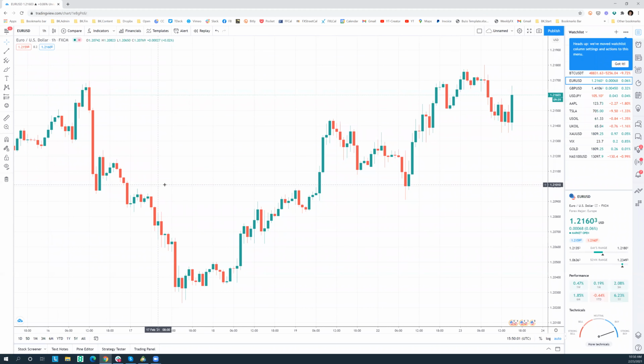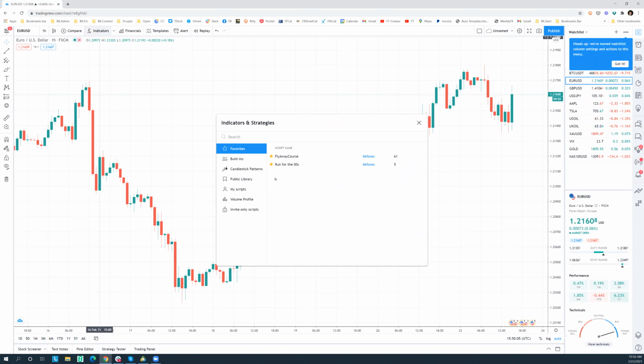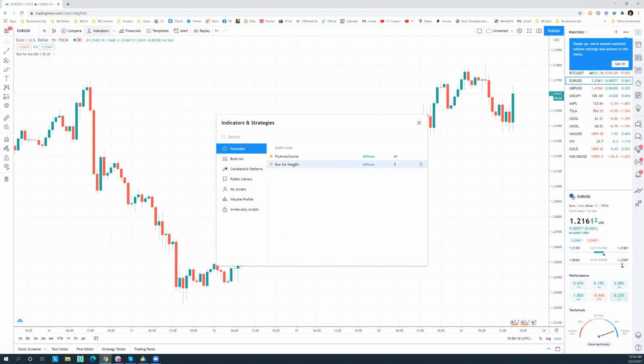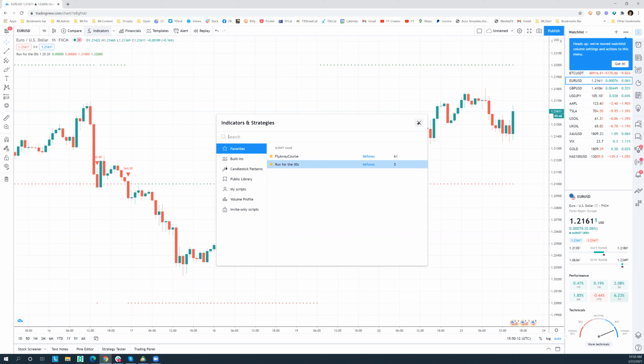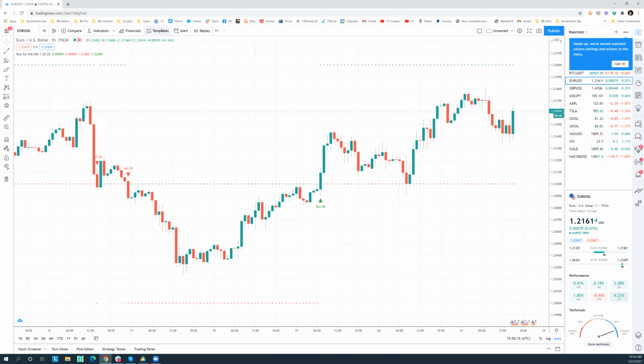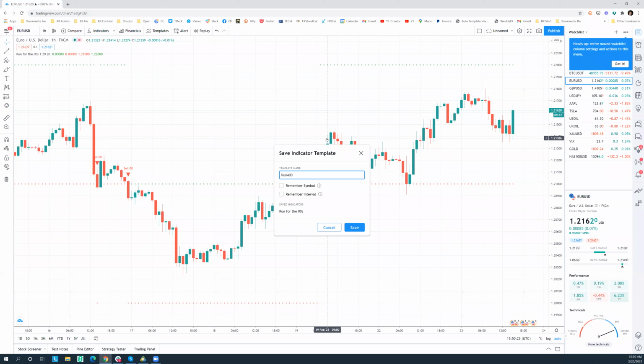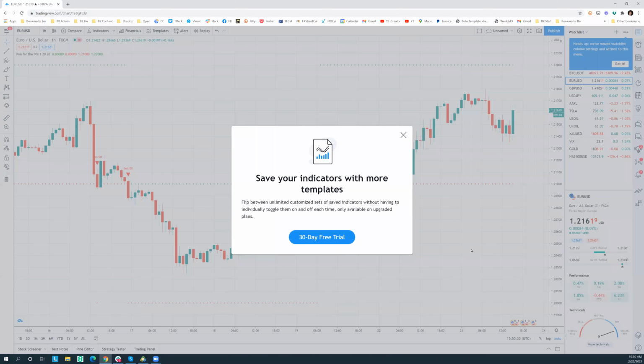And what I want to do now is go into my indicators, go into my favorites. You see the run for the OOs? You see that now? I attached that now. Now I got the indicator. And now I can save it as a template. I can say templates, save indicator templates, run for OOs, remember symbol, remember interval, save. Okay. So I have like one template.